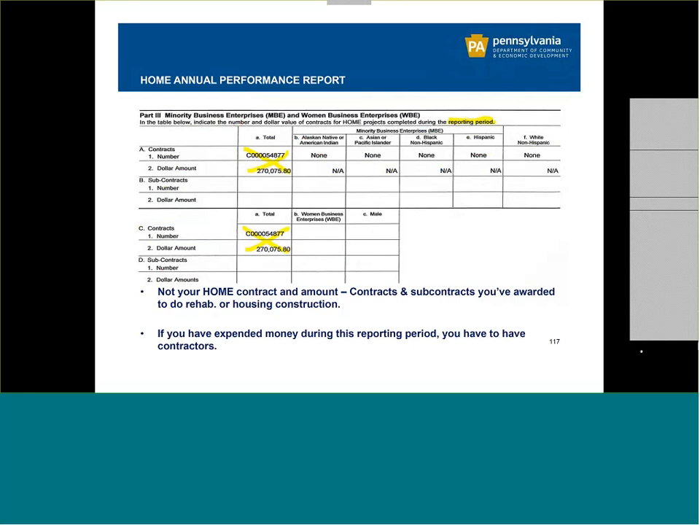Here's another example, unacceptable. When it says contracts, we're not talking about your contract with DCED. We are talking about the contracts you have, or your third party might have, with contractors who are actually doing the work on your housing rehab or building your multifamily. And that should also be the dollar amount, not your contract amount. And again, it's during the reporting year, the reporting period. Unless you're doing really well and getting it all spent in 1 year, that number should not be the same as your contract number.